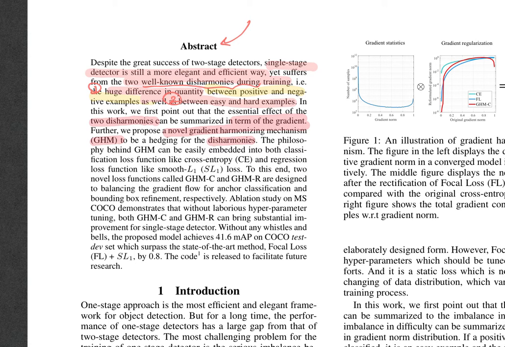And this works for both cross-entropy-like losses and regression losses, such as the smooth L1. They propose two loss functions, GHMC and GHMR, C and R standing for cross-entropy-like or classification losses and regression. The idea is to balance the gradient flow for anchor classification and for bounding box refinement. And they show significant improvements.